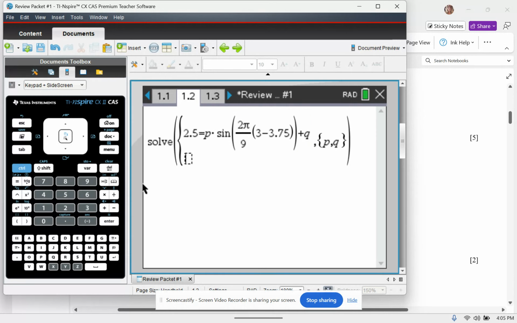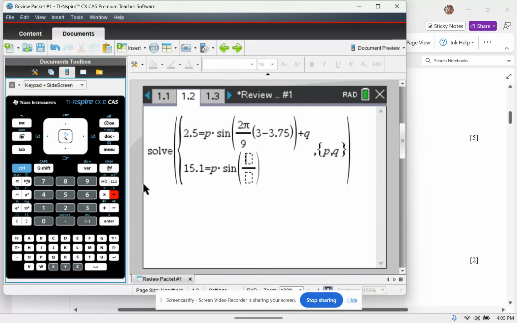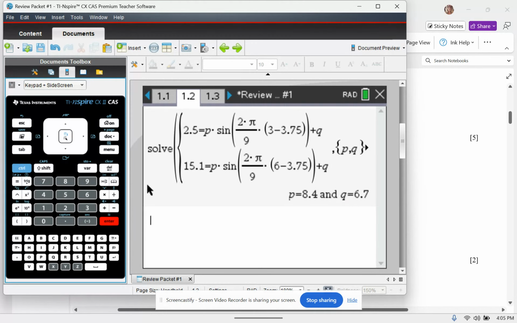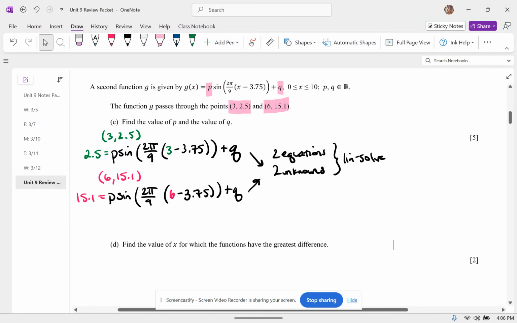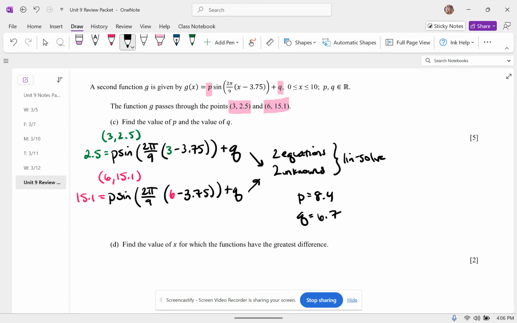All right, that's the first one. And then let's do the next one. Make sure you're in radians. All right. And we get p is 8.4 and q is 6.7. Bada boom. Six, 7. There you go.